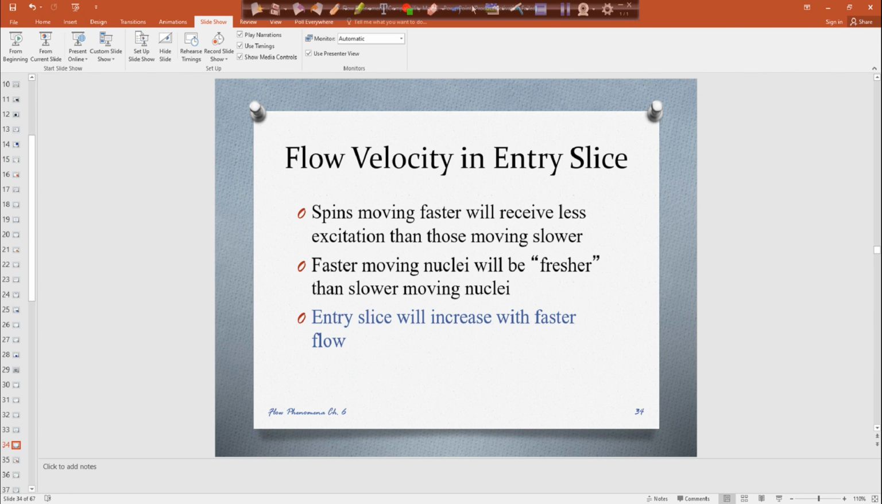Flow velocity, so spins are flowing nuclei. Moving faster will receive fewer excitation pulses than slower moving blood. So faster blood flow will be fresher than slower moving blood flow. So this is almost the opposite effect. Entry slice phenomena will increase with faster blood flow.